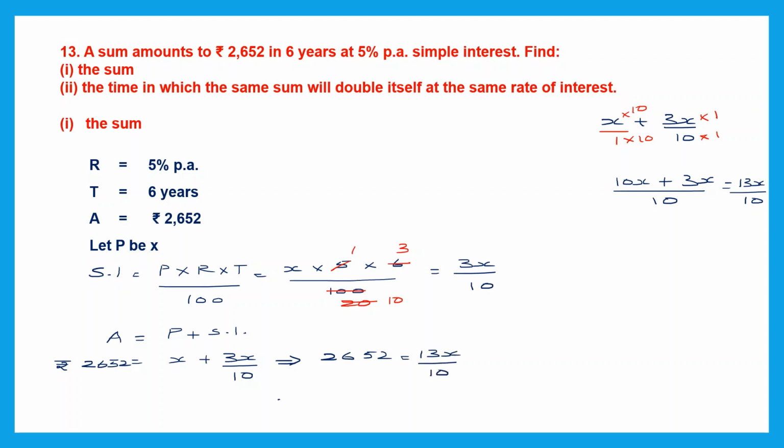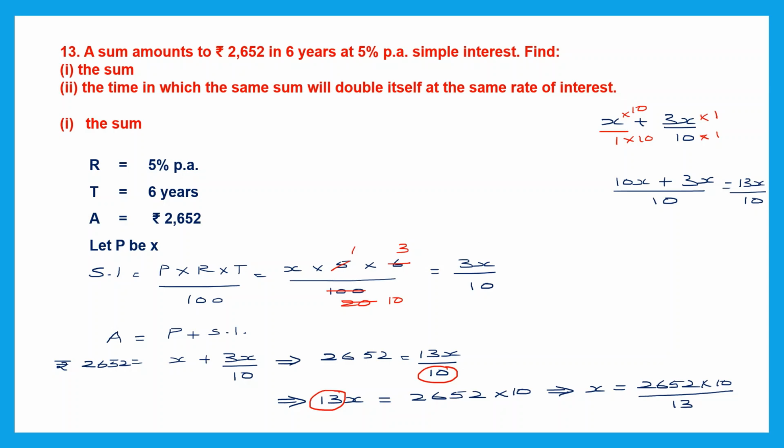Now we're going to keep only 13x here, so I'll write 13x as it is. On the other side we have 2652, I'll write it as it is. Now this 10, I'm going to take it to the other side. Here it is division. When it goes to the other side, it becomes multiplication. So 2652 into 10 it becomes. Now to find the value of x, x is equal to 2652 into 10 divided by 13. How did it become divided by 13? Now this is 13x, which means 13 into x, and when I take it to the other side, it becomes division.